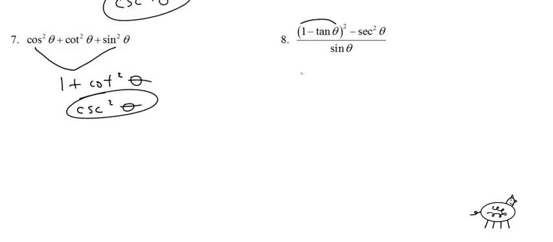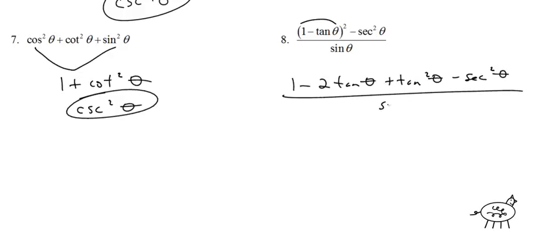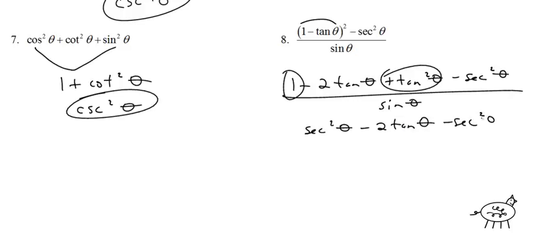But anyway, what I'm going to do is FOIL that out, writing it twice and FOILing it out. So I get 1 minus 2 tangent of theta plus tangent squared of theta minus secant squared of theta all over sine of theta. Well, now I have that 1 plus tangent squared of theta, so I can write that as secant squared of theta minus 2 tangent of theta minus secant squared of theta over sine of theta.